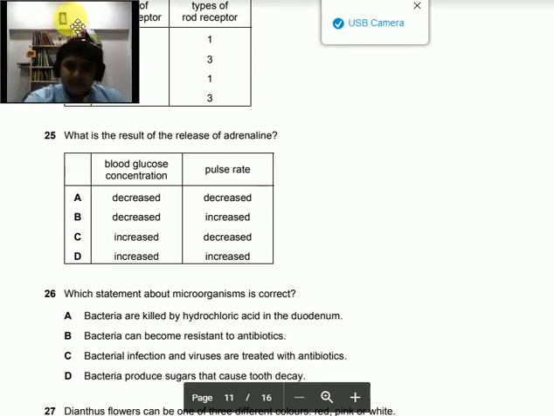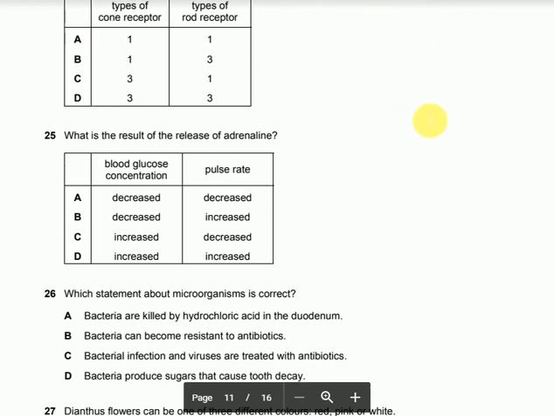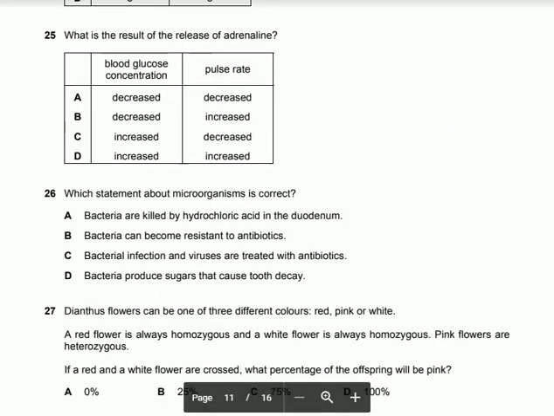Turning off the webcam. Okay, I don't know how to turn this off. Oh, got it. That was good explaining. I hope that was useful.